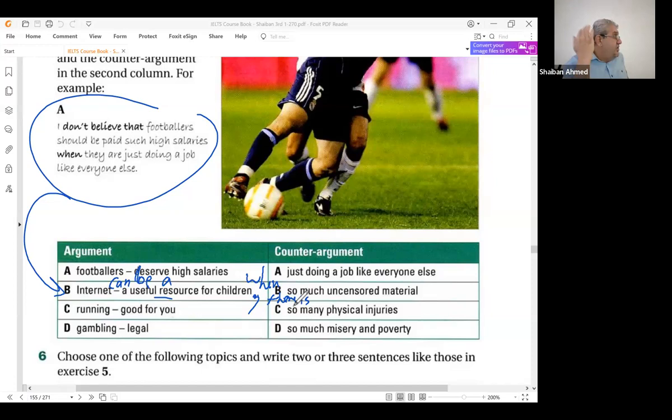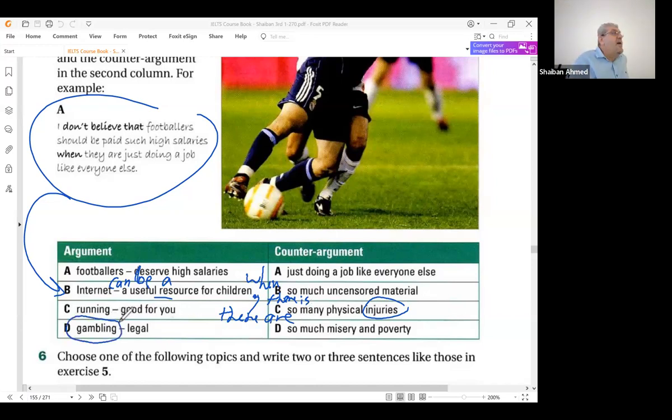Now, refuted. I don't think running is good for you when, okay, injuries, not there is. There are so many physical injuries. Good.